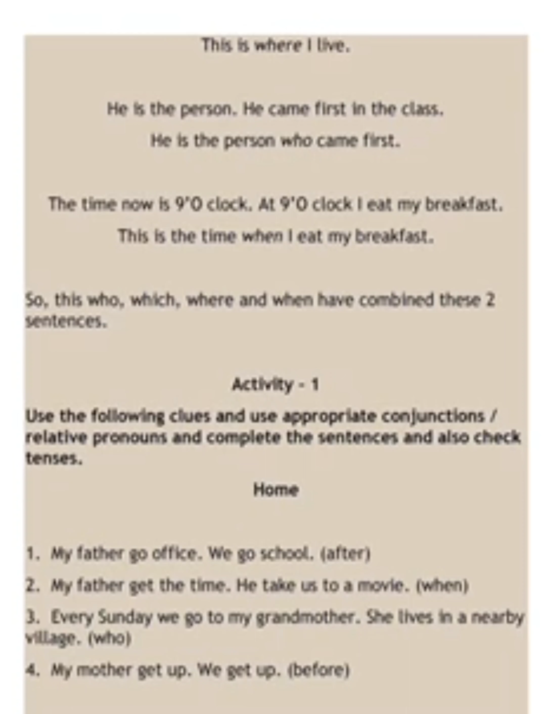The time now is 9 o'clock. At 9 o'clock, I eat my breakfast. Again, it sounds very odd when you repeat a word twice. You should refer to a word rather than repeating it. This is the time when I eat my breakfast. So the time is now 9 o'clock, this is the time when I eat my breakfast. So this, who, which, where and when have combined these two sentences.